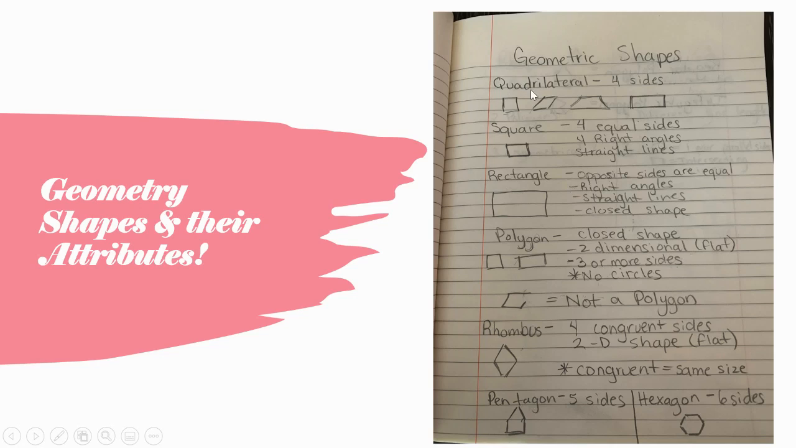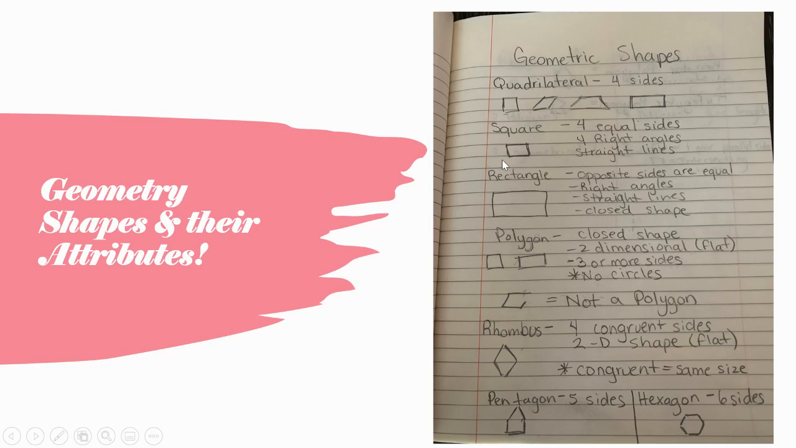So remember, quadrilateral means a shape with 4 sides. That could be a square, it could be a rhombus, it could be a trapezoid, a rectangle, or any shape that has 4 sides. The first one here is square. A square has 4 equal sides, 4 right angles, and it has straight lines.